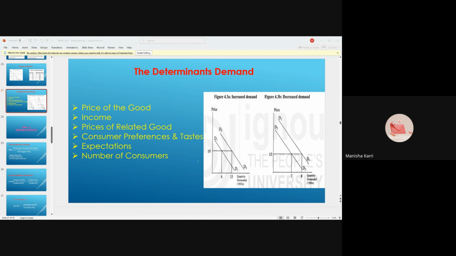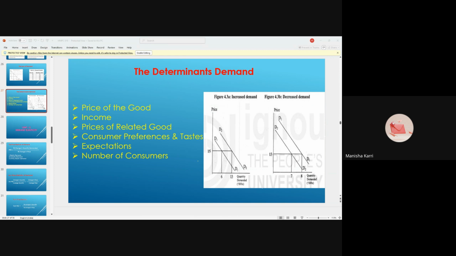And coming to another determinant, which is consumer preferences and taste. Obviously, every consumer will have different types of taste and different preferences. So changes in consumer preferences and taste can also affect the demand. For example, if there is a trend towards healthier eating, then the demand for organic food may increase. This is nothing but consumer preferences and taste.